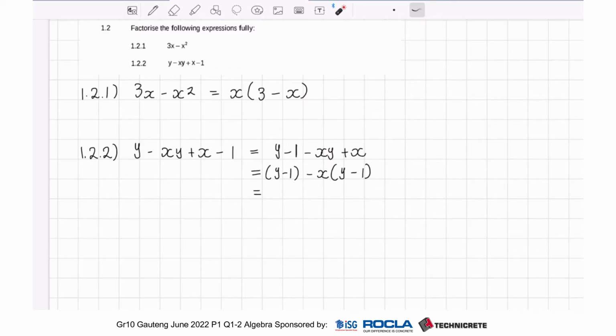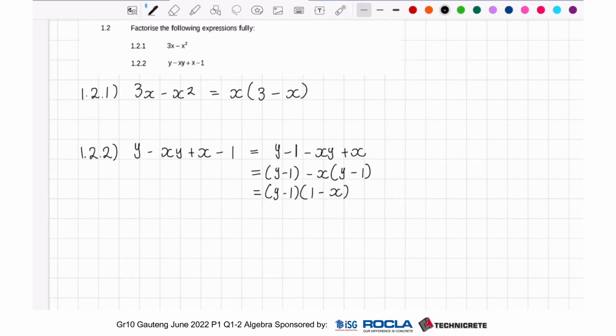So when I take out y minus 1 from the first term, I'm just left with 1. And when I take it out of the second term, I'm left with negative x. So the 1 and the negative x is going to make up its own bracket. So I'll have this, and that's being multiplied by this.